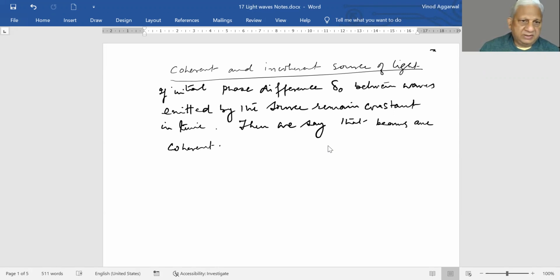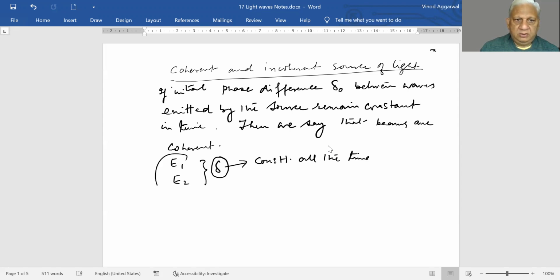For coherence, it is not necessary that, let us say, this is beam 1 and beam 2, they have the same amplitude. No, they can even have a phase difference between them, but this phase difference should remain constant over a period of time, all the time. Then we say that these two waves or beams are coherent.